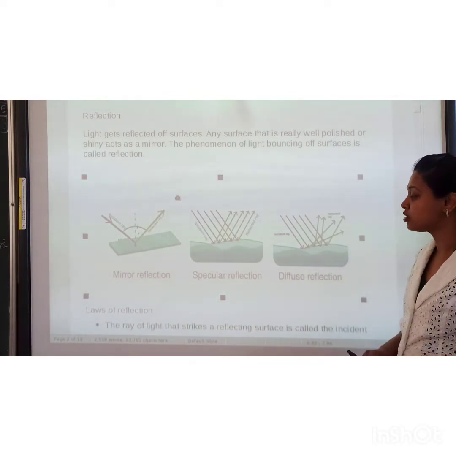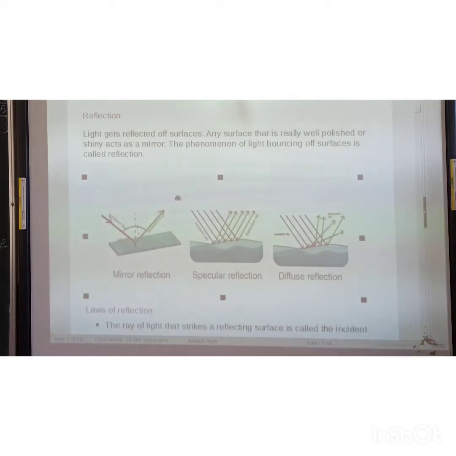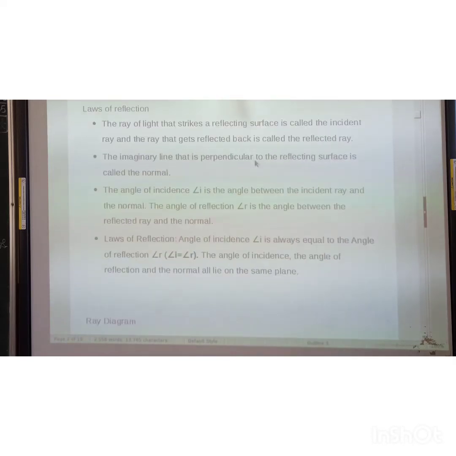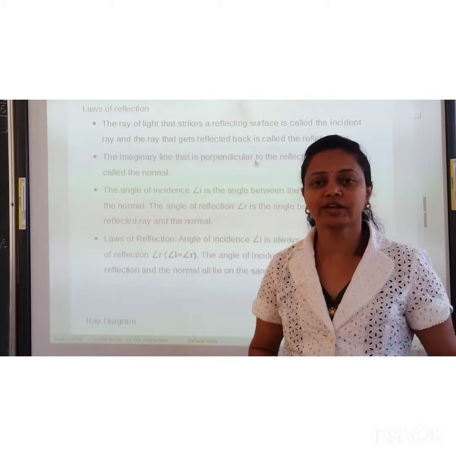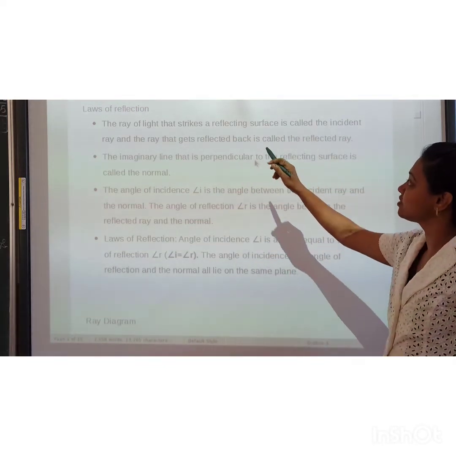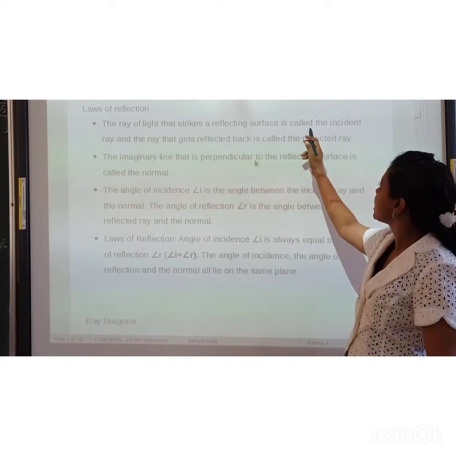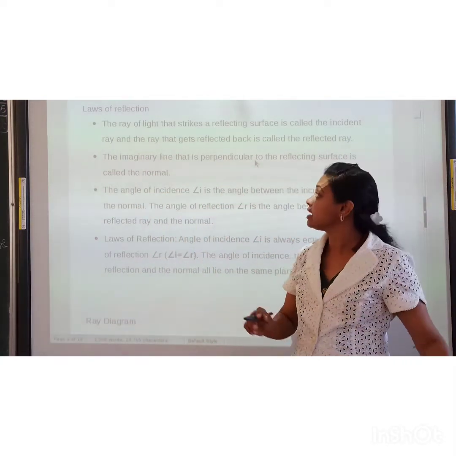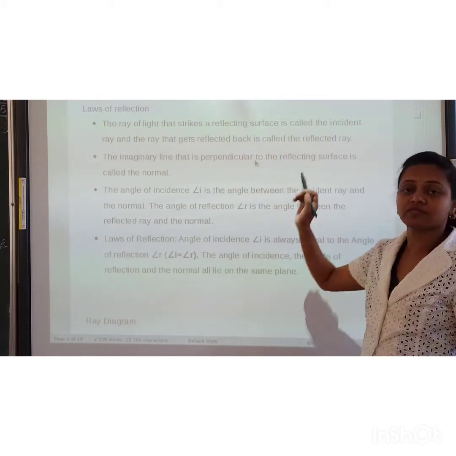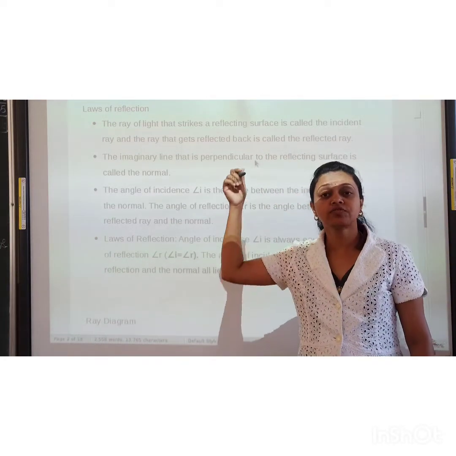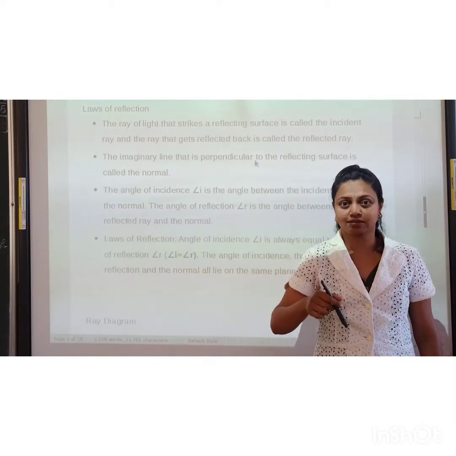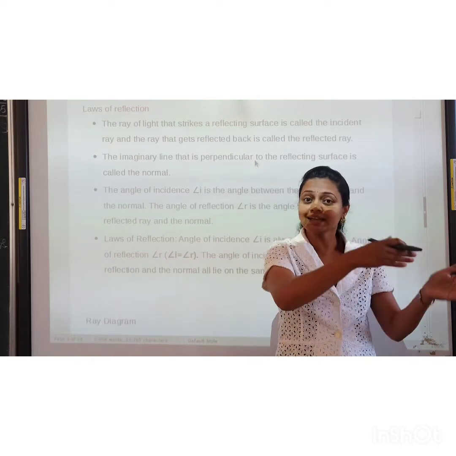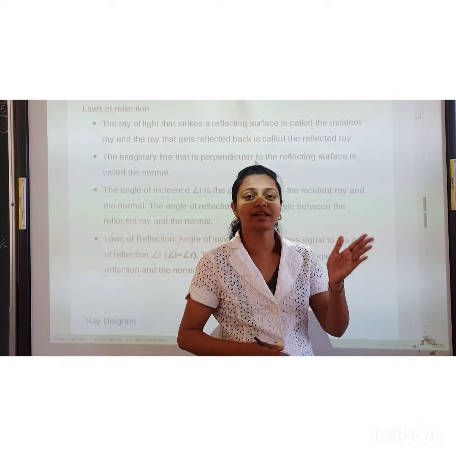Now let's study the laws of reflection. So dear students, the first law of reflection: the ray of light that strikes a reflecting surface is called the incident ray, and the ray that gets reflected back is called the reflected ray. Sunlight falling on an object is called an incident ray, and the ray which is getting reflected from the object is called the reflected ray.